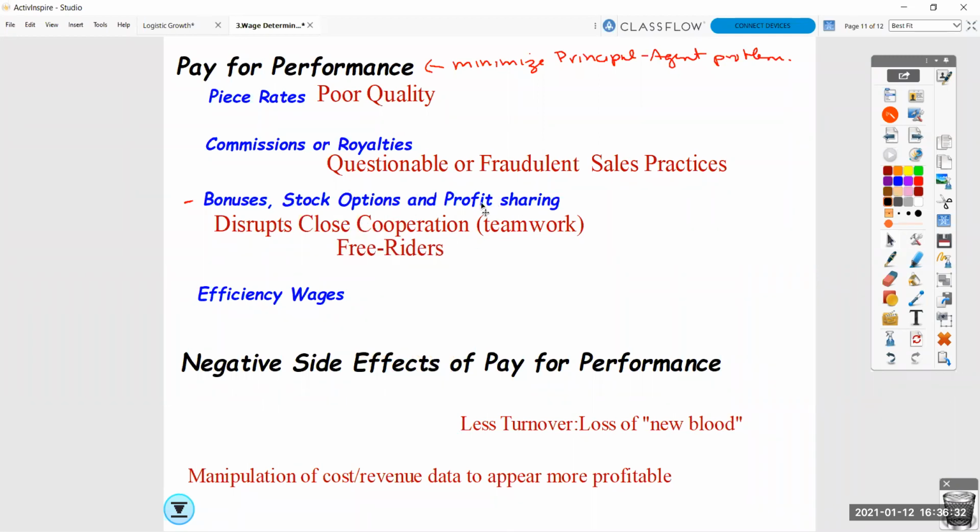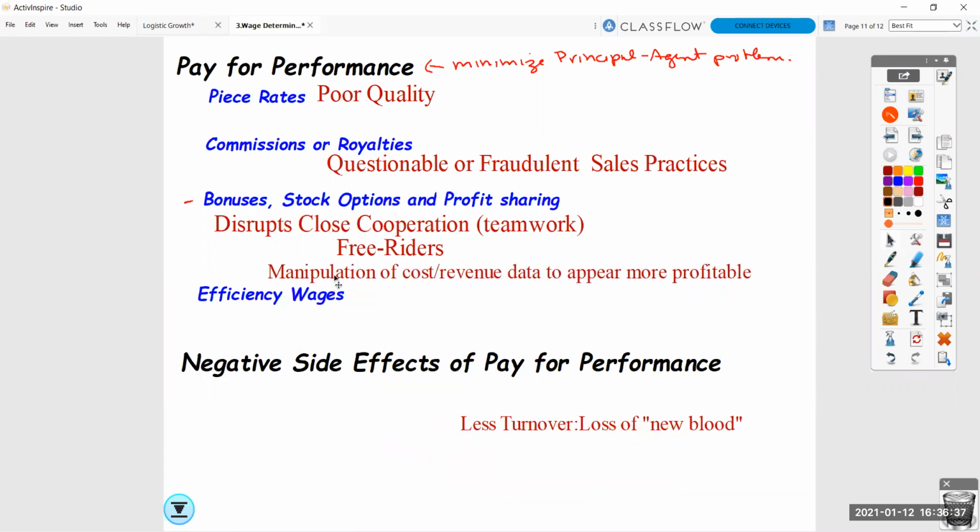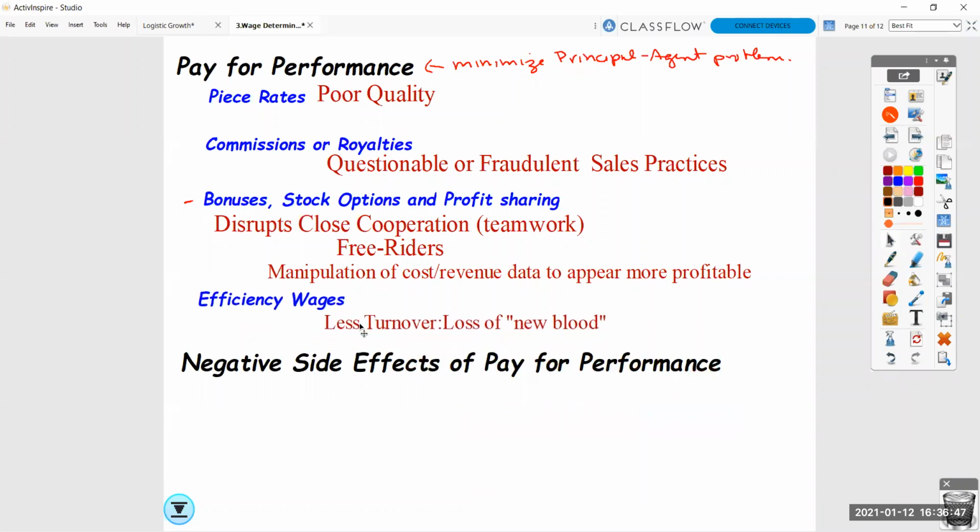Profit sharing, that means that you're going to get a portion of the profit. That could cause there to be manipulation of the data that makes it appear that we're more profitable. The efficiency wages, their negative impact would be that there's less turnover. And when we have less turnover, there's less new blood, meaning not as many new people are coming in and you're not going to be getting those fresh ideas.